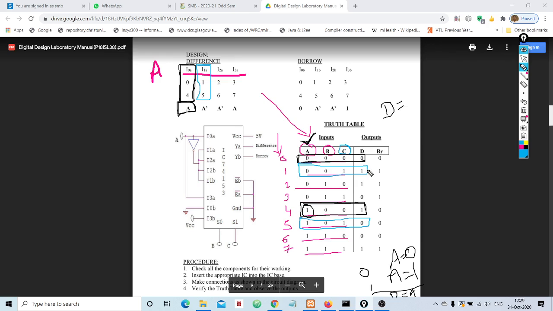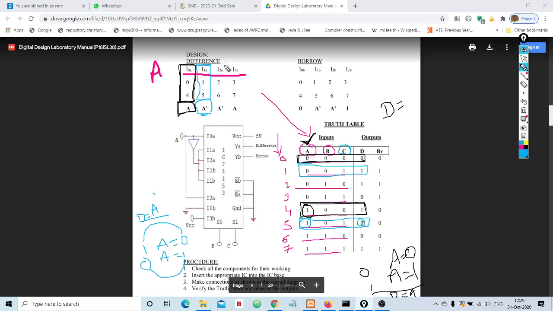What is the value of difference here? 1 when A is 0. And what is the value of difference here? 0 when A value is 1. What can we conclude? If A becomes 0, difference is 1. If A is 1, difference is 0. So finally I can conclude the value is nothing but A complement, that is A bar.